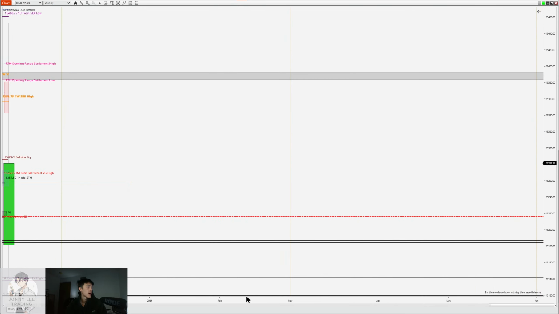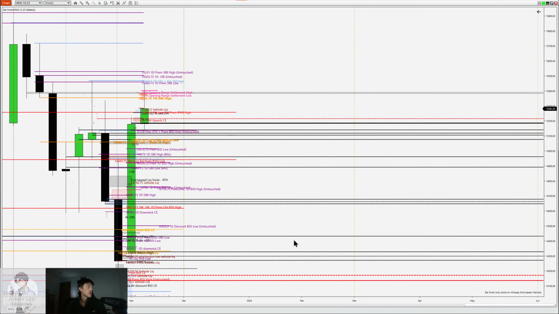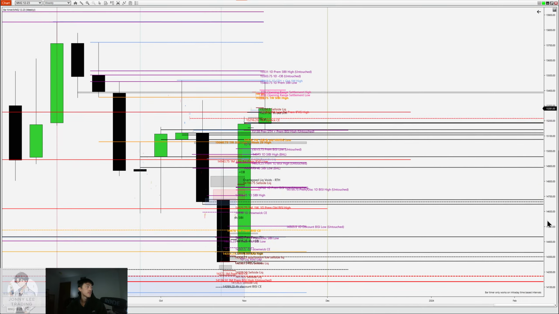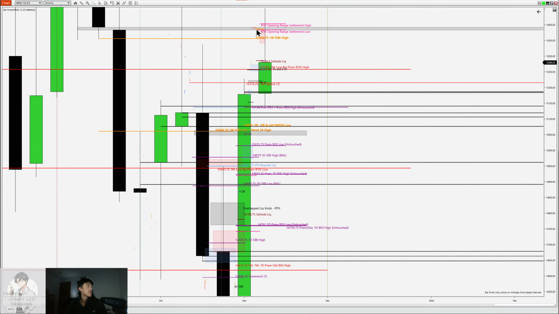I think that when we last looked at this during pre-market prep, the weekly volume imbalance here, you can see it right there. You can see we haven't traded and closed above there.